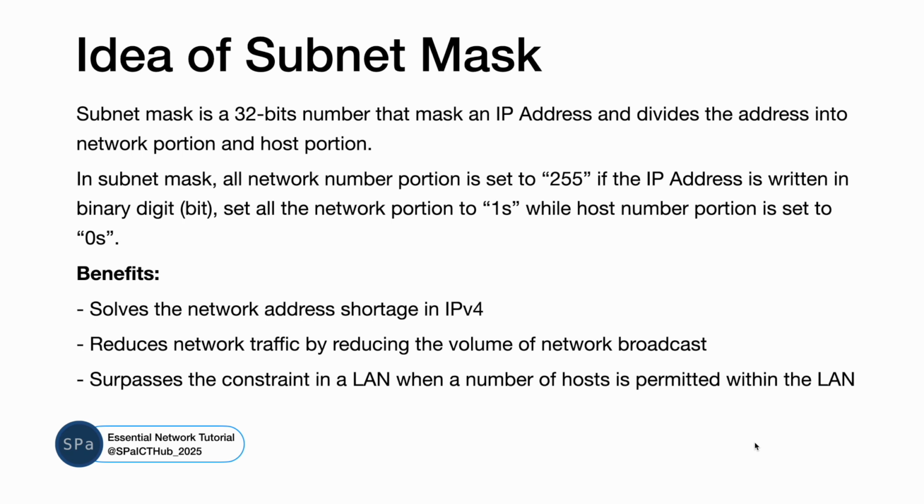The idea of a subnet mask: a subnet mask is a 32-bit number that masks an IP address and divides the address into a network portion and a host portion. I've explained that initially. In a subnet mask, the whole network number portion is set to 255 if the IP address is written in binary digits, that is bits. Set all the network portions to ones, while the host number portion is set to zeros.